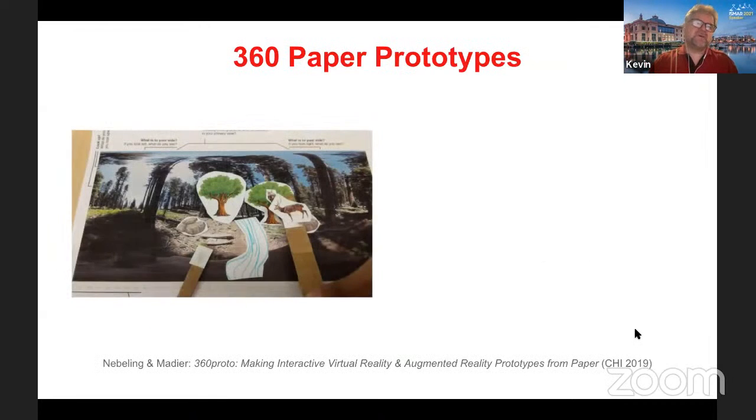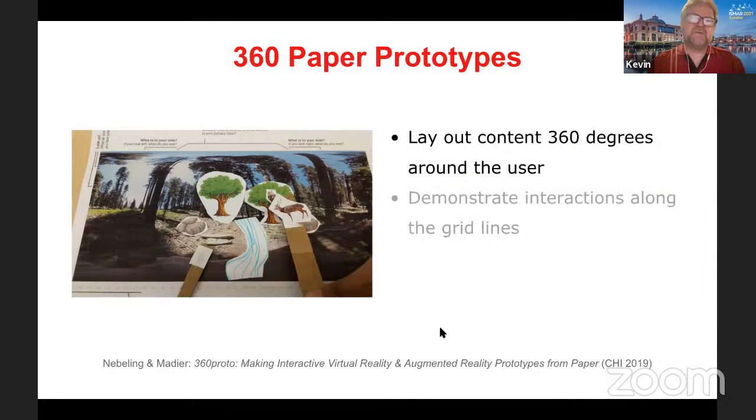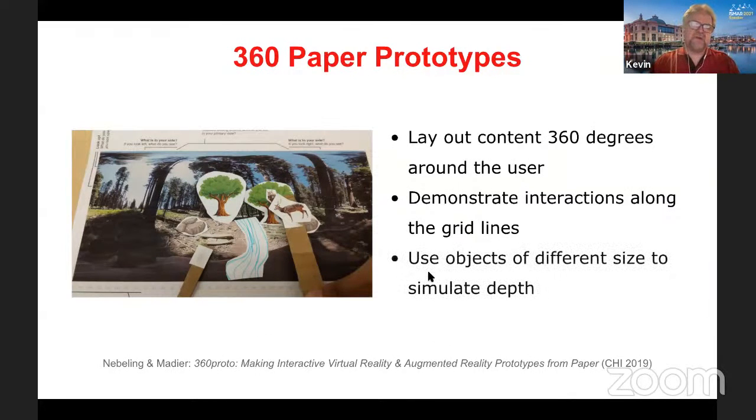You can do the same thing in VR, and this is from the paper that Michael wrote two years ago. He's showing how you can do 360 paper prototypes for VR experiences. You've got a 360 background, in this case a forest, and then you've got other pieces you want to pop out of the foreground: some trees and rocks, and a deer on a piece of cardboard. This allows you to lay out 360-degree content around the user. It also lets you support interaction over the grid lines, and you can use objects of different sizes to simulate depth information.